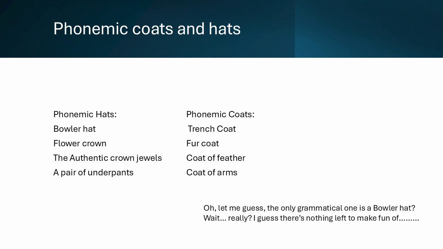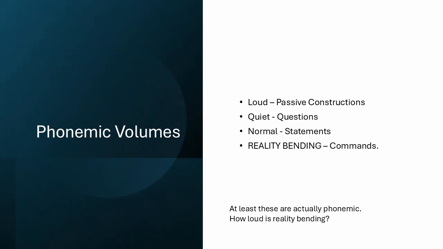One of the more intuitive parts of Drallonic's phonological system is phonemic volume, which sadly is not preserved in any modern language. There are 4 phonemic volumes, ranging from quiet to reality bending.